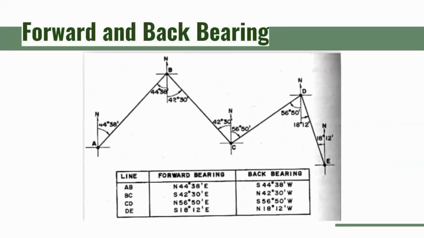Here is an illustration for forward and back bearing. For the line AB, it progresses towards the north on an angle 44 degrees and 38 minutes east, and if we observe the same line in an opposite direction, which we consider as back bearing, it goes south on the same angle, which is 44 degrees and 38 minutes going west. It is the same with lines BC, CD, and DE. Again, forward bearing is when the bearing of the line is observed in the direction in which the survey progresses, and on the other hand, back bearing is when the same line is observed in an opposite direction.